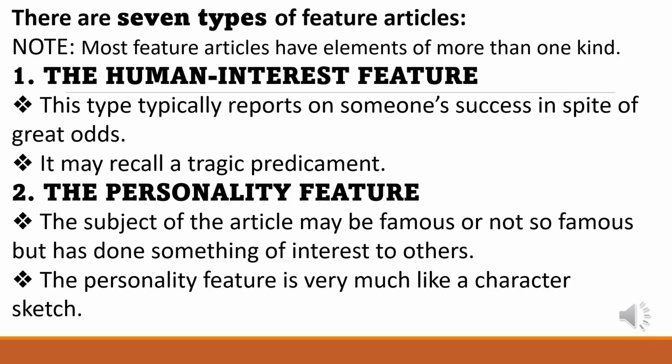There are seven types of feature articles. Note: most feature articles have elements of more than one kind. One, the human interest feature. This type typically reports on someone's success in spite of great odds. It may recall a tragic predicament.